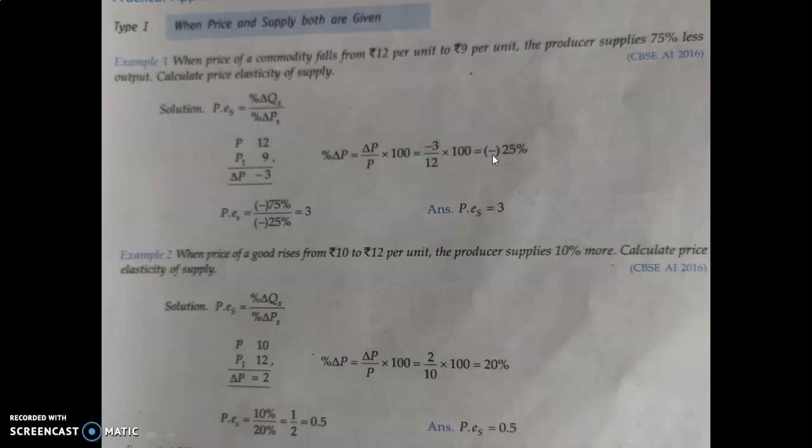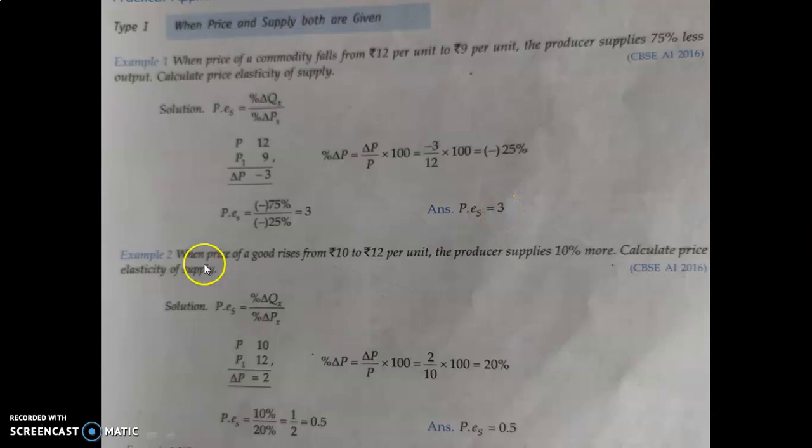So the percentage change in price is minus 25% and the percentage change in quantity supplied is minus 75%. So 75% divided by 25% is equal to 3. So price elasticity of supply is equal to 3.